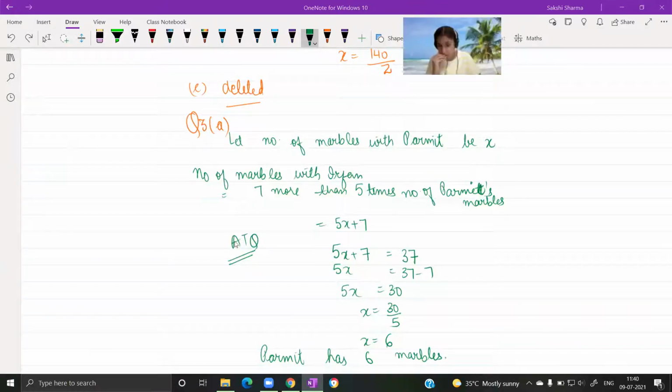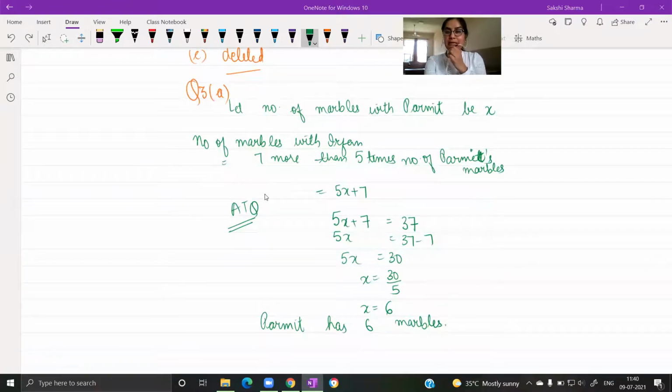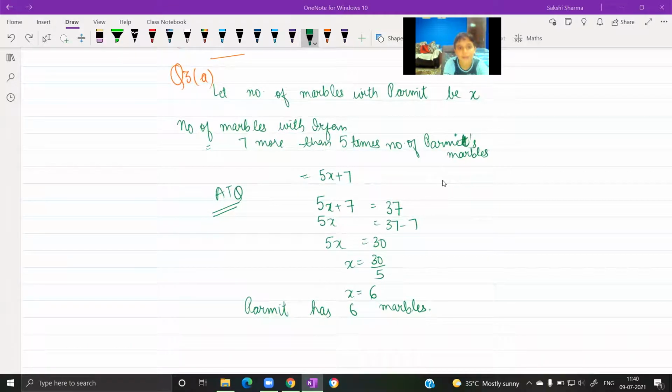Ma'am, will the third chapter come in the syllabus or not? Yes, Anand. Anyone who is writing this, please tell me. Ma'am, I am writing the equation. Okay. Ma'am, I am now doing chapter 11. Okay. I'm done.